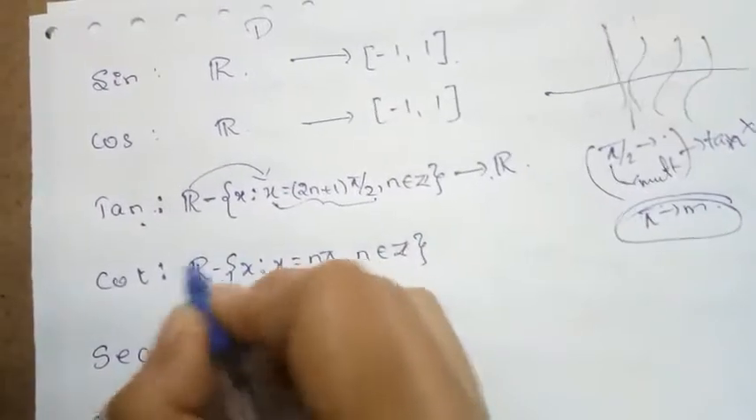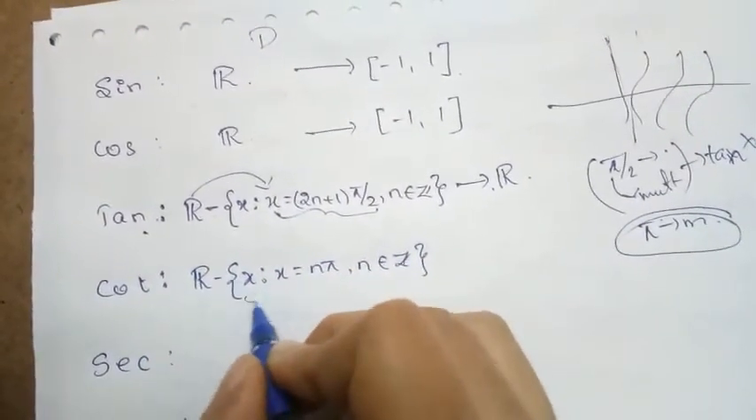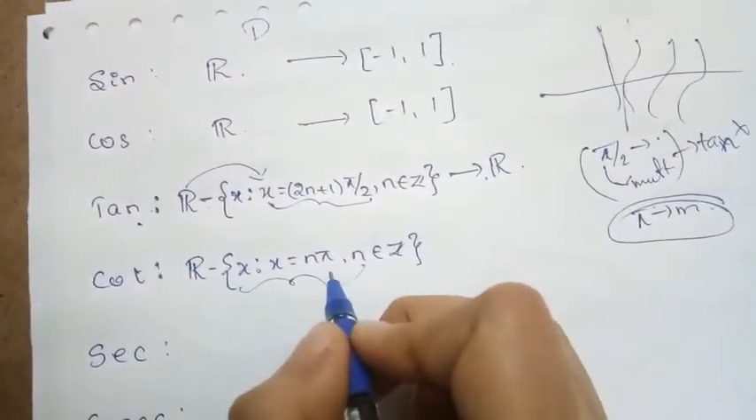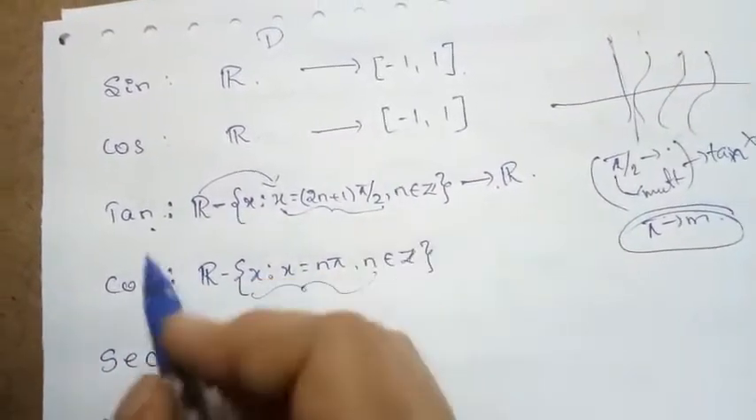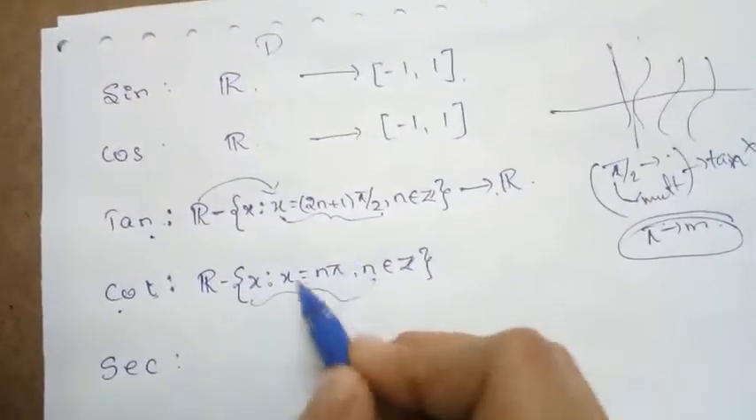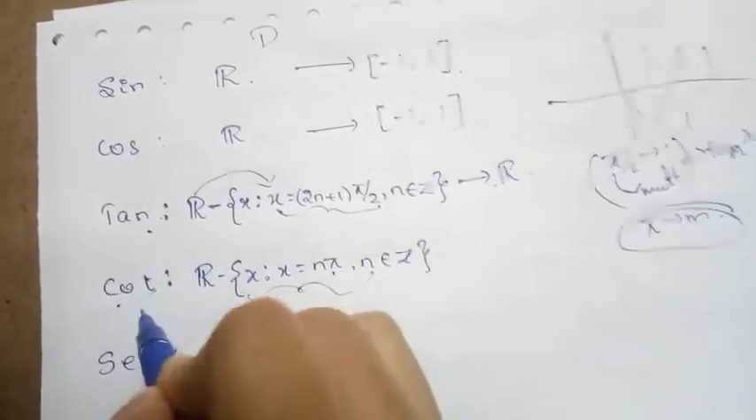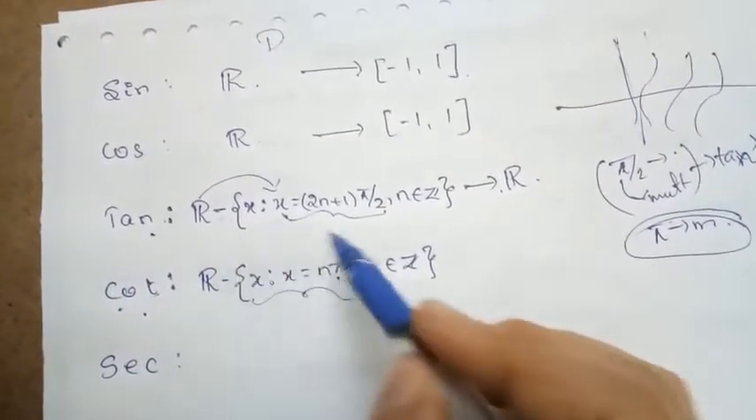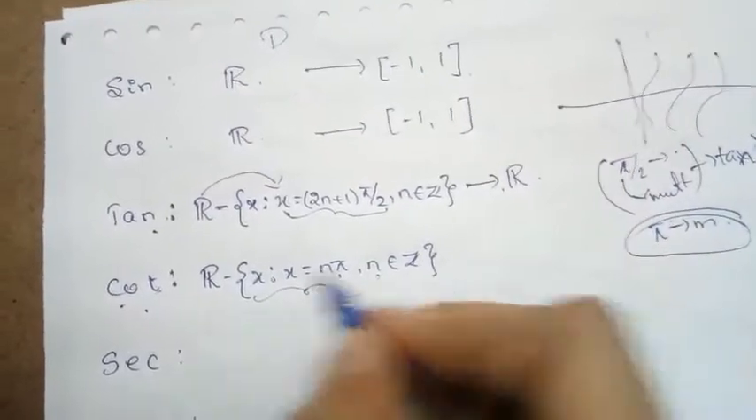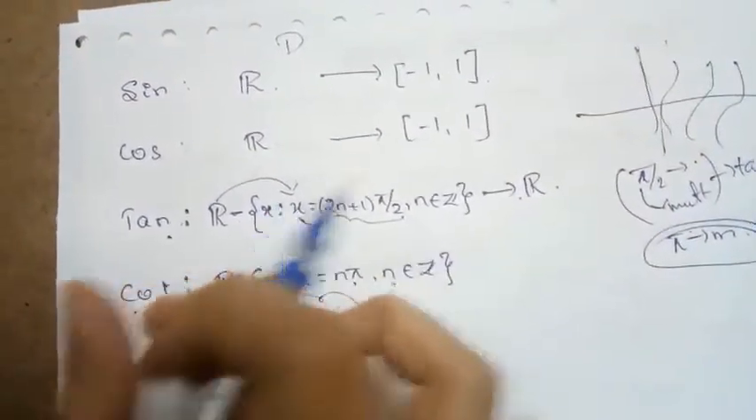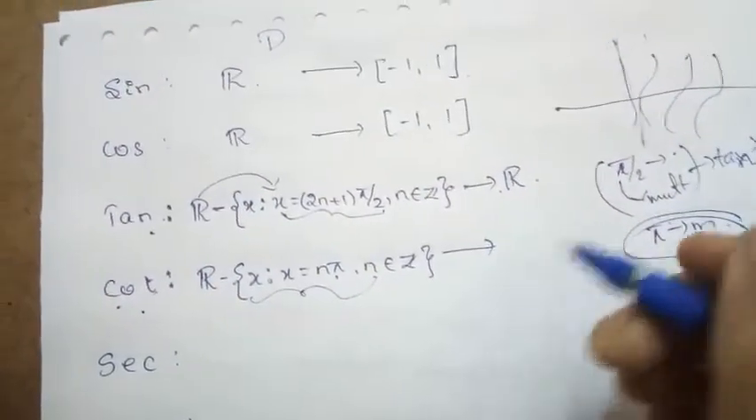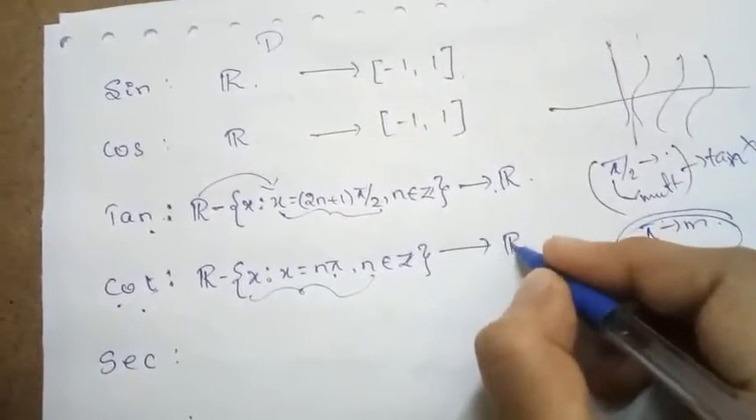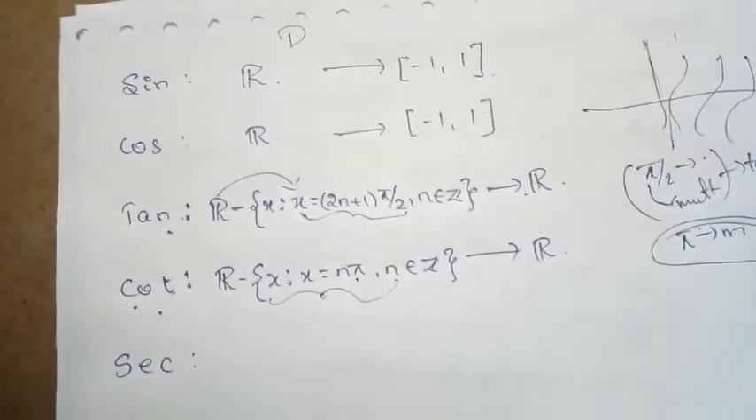So from the set of real numbers I am removing all those angles at which the cot is not defined. At which angles? At the multiple angles of pi, the cot function is not defined. So from the set of real numbers I removed those angles, and this becomes the domain of the cot function. Then what is the range of the cot function? It is the set of real numbers.